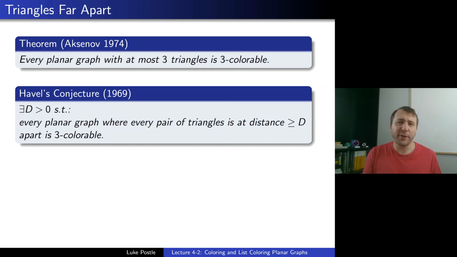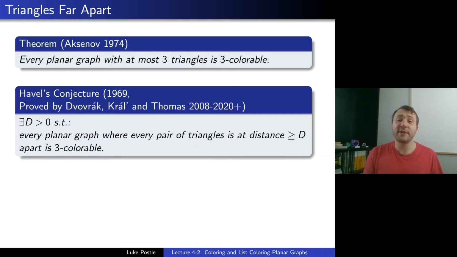So Havel was wondering, we know it holds maybe with one triangle, could it hold as long as all the triangles are far apart? So locally there's allowed to be one triangle, but no pair of them are close. That's a very nice and appealing conjecture, a far-reaching generalization of Grötzsch's theorem, and it wasn't solved until around 2008, but a series of papers is still being published to this day by Dvořák, Kráľ, and Thomas.